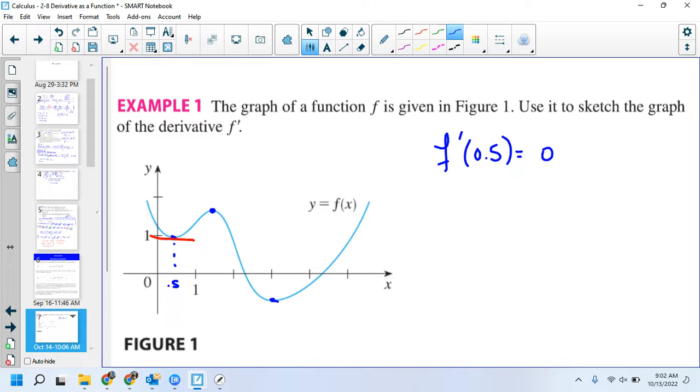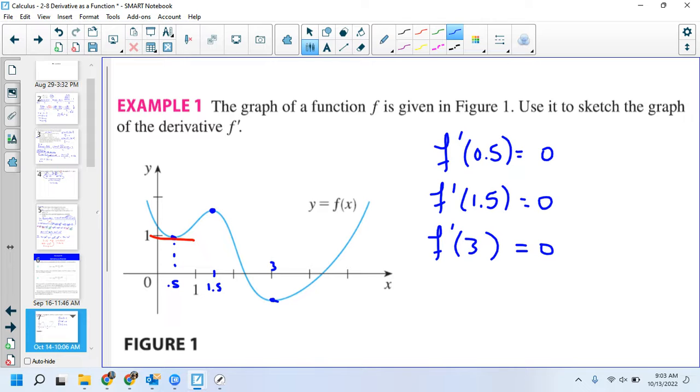Okay, so let's call this 1.5. So what is f prime of 1.5? 0. What is f prime of 3? 0. Okay, what did I really pick out here on the graph of f?